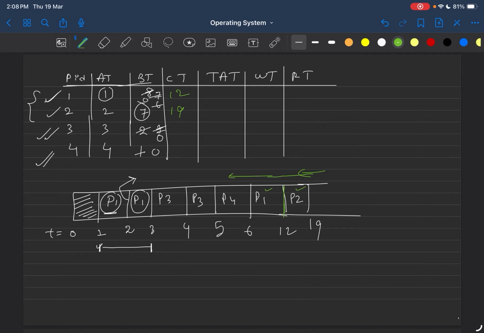Now P4. What is the completion time of P4? That is 6. Now, what is the completion time of process 3? That is 5. Now let's come to turnaround time. We all know that turnaround time is equal to completion time minus arrival time. So 12 minus 1 is 11. 19 minus 2 is how much? 17. 5 minus 3 is 2. 6 minus 4 is 2.